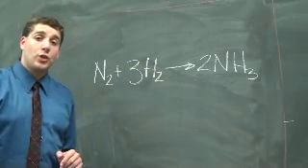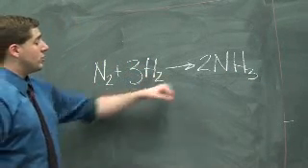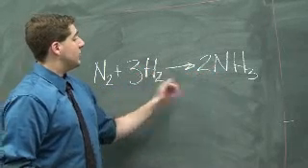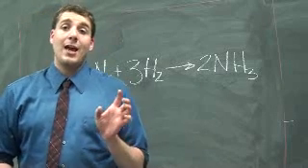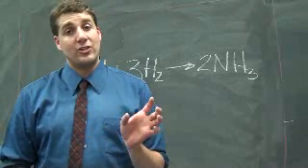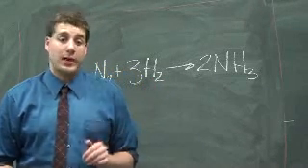And again, my last step should always be checking to see 2 nitrogens, 6 hydrogens, 6 hydrogens. Make sure that you're following the law of conservation of mass and making sure that each of the coefficients actually has equal numbers of elements on both sides.